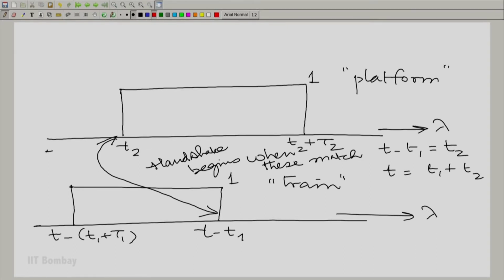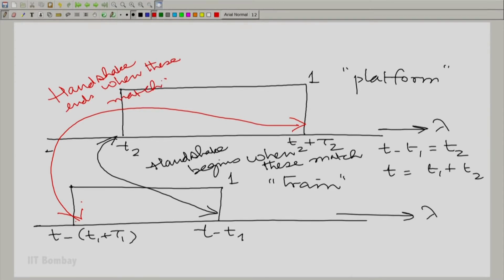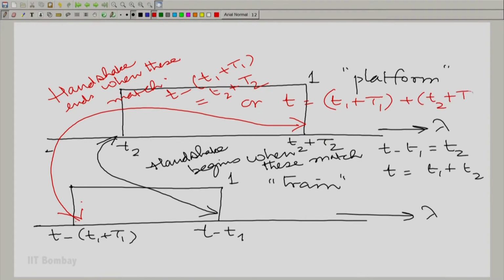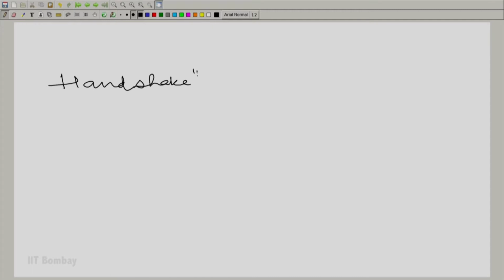Let us identify that too. The handshake ends when this matches this. In other words, when t minus t1 plus capital T1 is equal to t2 plus capital T2, or t is equal to t1 plus capital T1 plus t2 plus capital T2. So, we now know the extent over which the handshake lasts. It lasts from small t1 plus small t2 to capital T1 plus small t1 plus capital T2 plus small t2. Let us write that down.